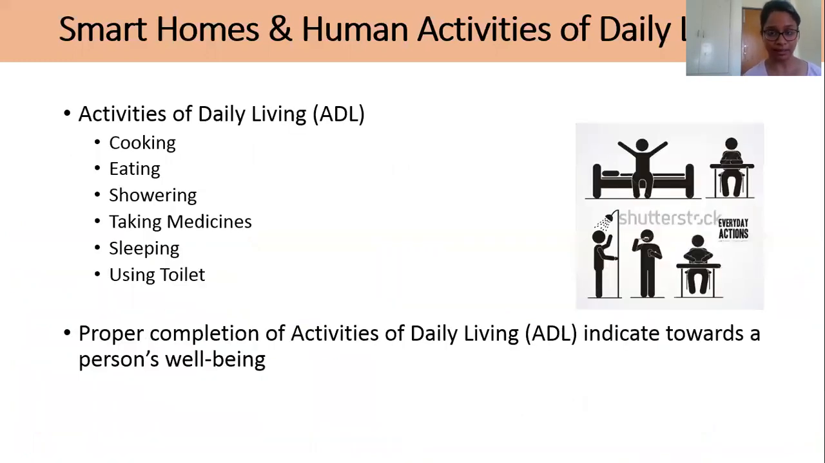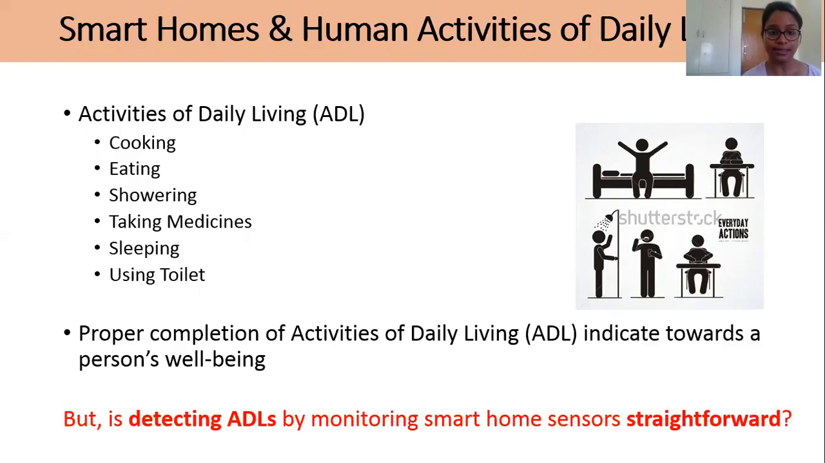In this thesis, we'll talk about coarse activities like cooking, eating, showering, which consist of many small events. Research has found that proper completion of activities of daily living indicates a person's well-being. So the question that we ask is, is detecting ADLs by monitoring smart home sensors straightforward? Turns out they're not. So there are many challenges.